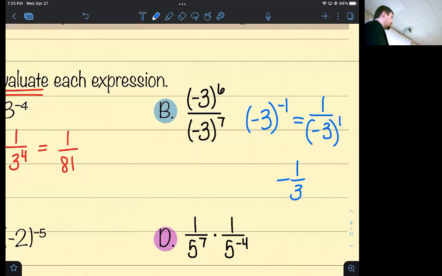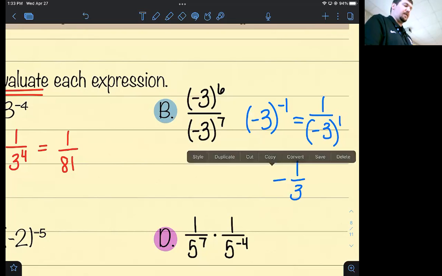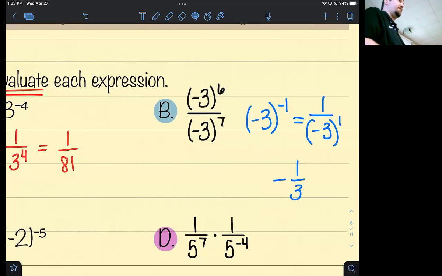-1/3. -3 to the first power is -3. So 1 over -3. Now, if you put the negative down here with the 3, that's still the same thing. Heck, you could even put it up here with the 1. As long as it's there, I usually write it off to the middle, but as long as it's there, the fraction is negative.